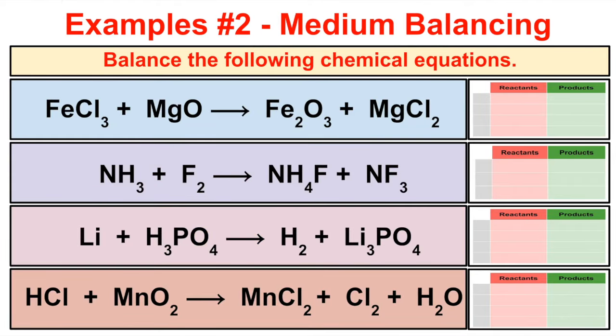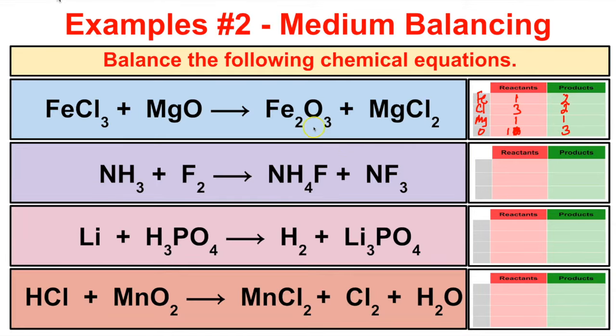Okay, let's take a look at some of these more medium types of balancing chemical equations. If we take a look at this first example here, we have 4 different elements. It looks like we have iron, we have chlorine, we have magnesium, and we have oxygen. And on the reactant side, we have 1 iron, we have 3 chlorines, we have 1 magnesium, and 1 oxygen. And on the product side, if we take a look, we're going to have 2 irons, we're going to have 2 chlorines, 1 magnesium, and we're going to have 3 oxygens. So our chemical equation is unbalanced.